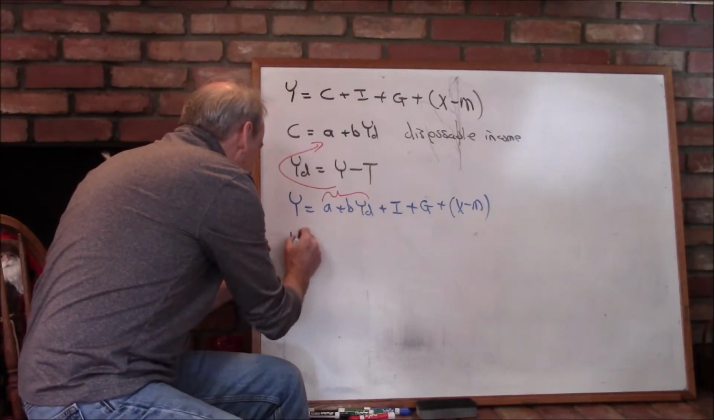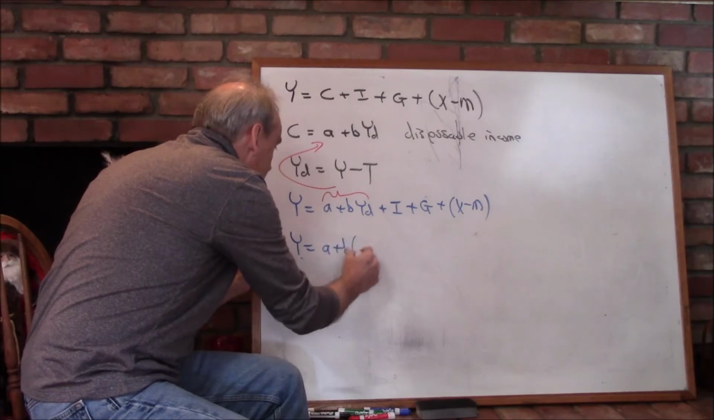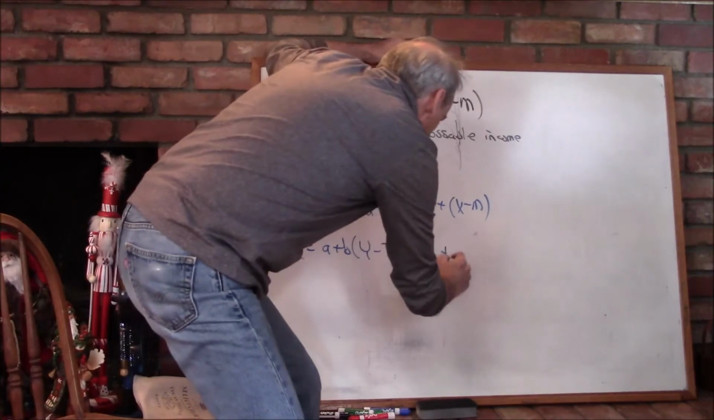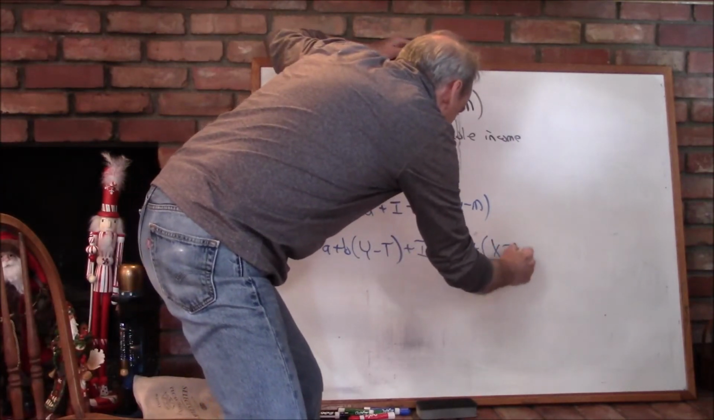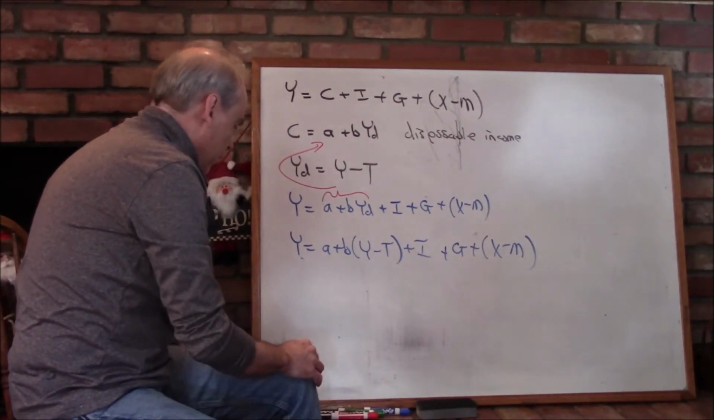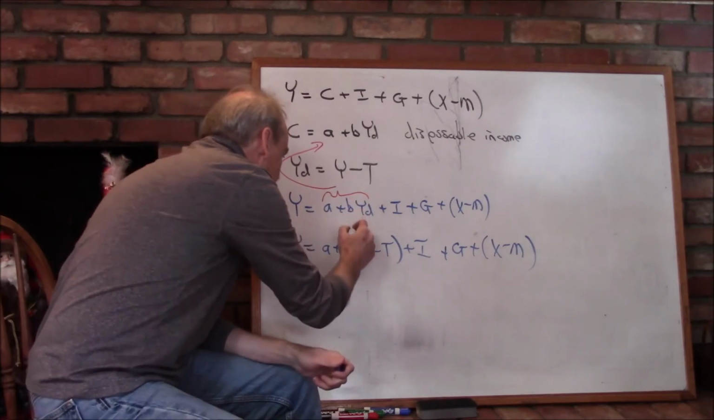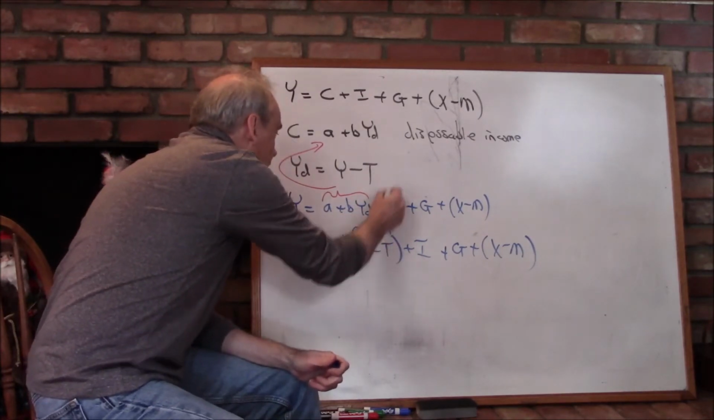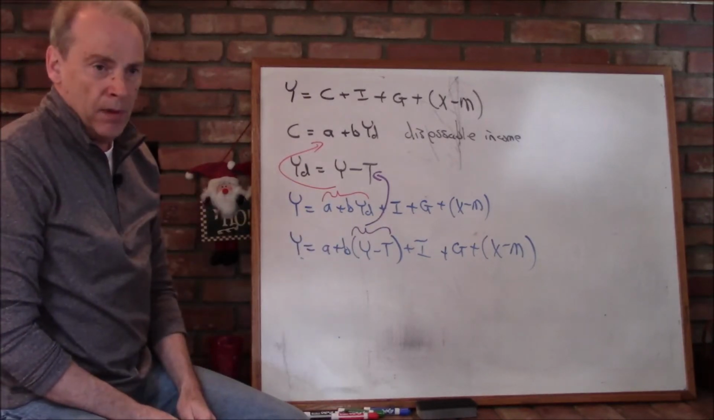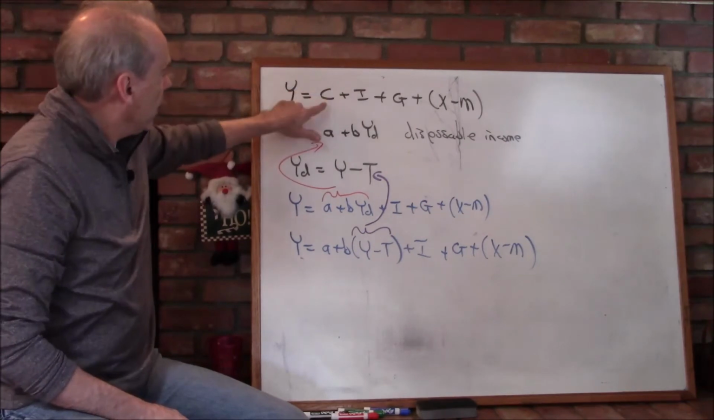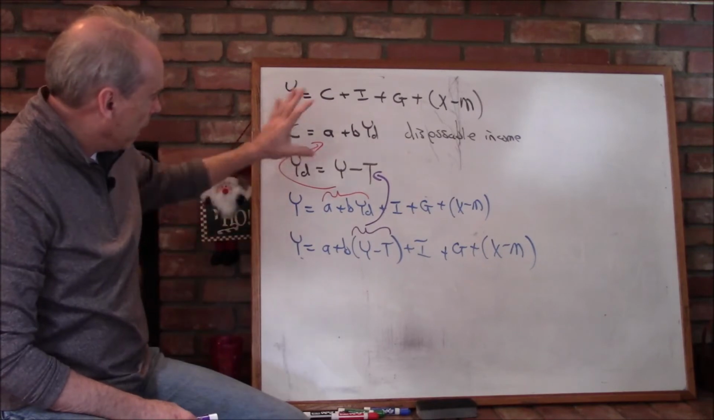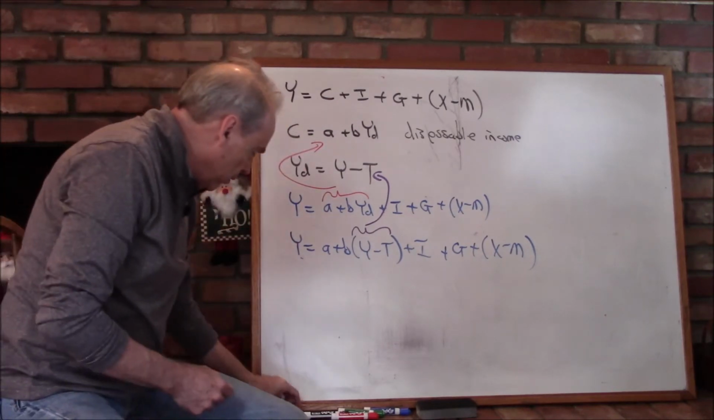Y equals A plus B times Y minus T plus I plus G plus X minus M. So what I did next, let's see, I'll use a different color. I shall use horned frog purple. All right. Next, I substituted Y minus T in for YD. So ultimately, we substituted this in for that, and then this in for that. All right, so here's our new equation right here. And I think I'm going to need to erase all this and just write this at the top and go from there to do the derivation.